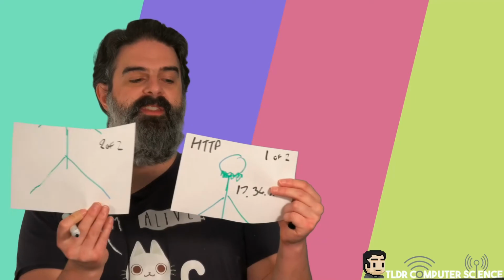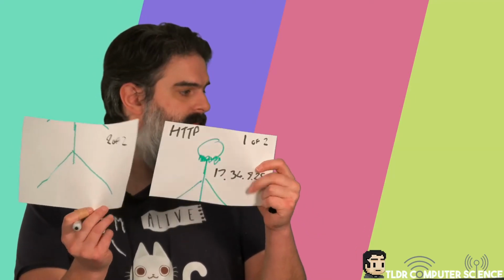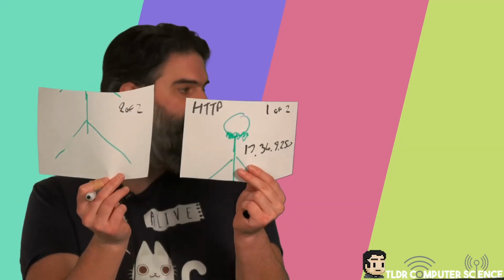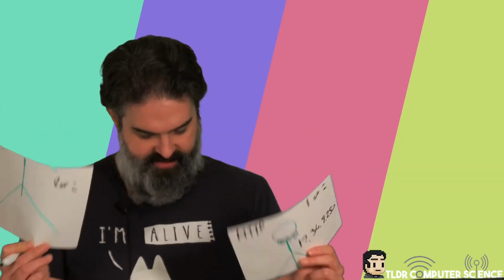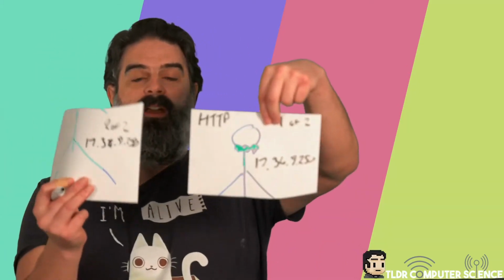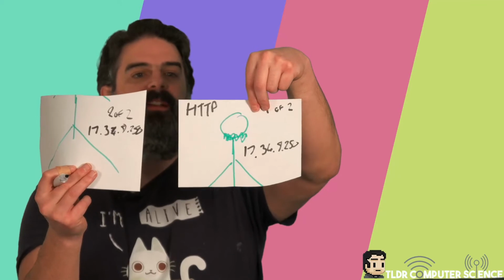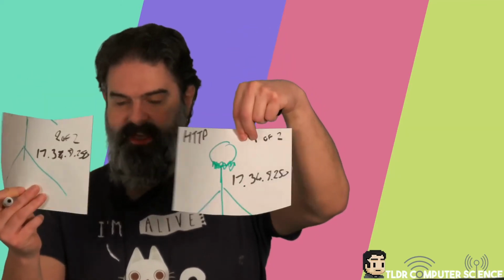Do I do a different IP address on this one, or do I do it in the same place? Same, exactly. So the other one will also need the IP address stuck on it, 17.34.8.250. So now I've got the IP address on both of my packets. I've done the internet layer.